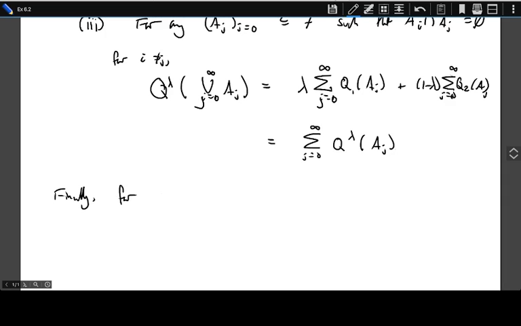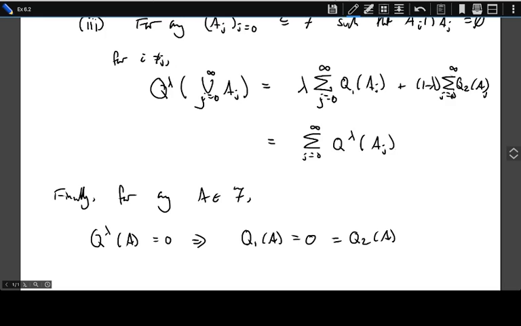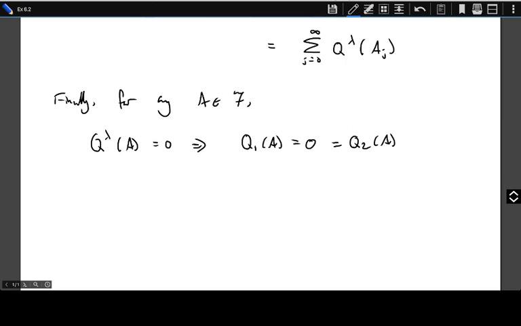Finally, for any A in F. First, Q lambda of A equals 0 implies, since lambda and 1 minus lambda are both non-negative, that Q1 and Q2 of A are equal to 0. And since Q1 and Q2 are both equivalent martingale measures, they are both equivalent to P. And this holds, therefore, if and only if P of A is equal to 0. All we need now to notice is that if Q1 and Q2 of some set A are equal to 0, then Q lambda, so the sum of them two, is also equal to 0. So this implication goes both ways. Thus, Q lambda of an element of the sigma algebra is 0 if and only if P of that same set is equal to 0, and that is, Q lambda and P are equivalent.